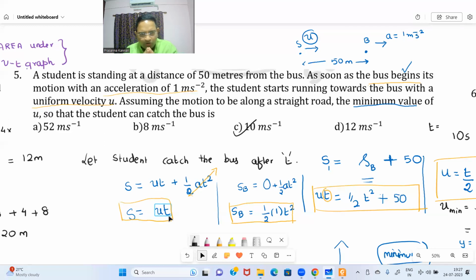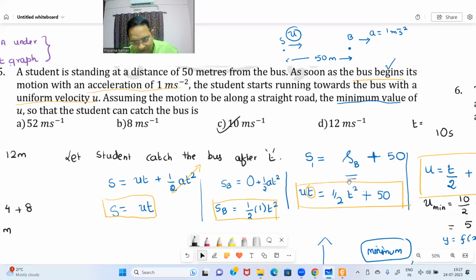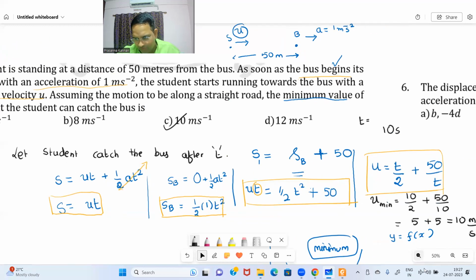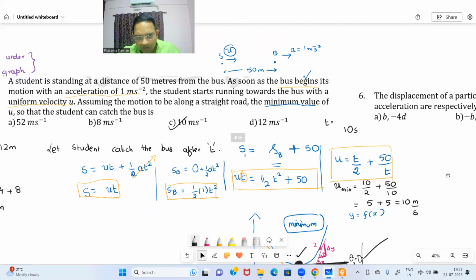And this guy not only should cover the distance of the bus, but he should also cover another extra 50 meters, which is the distance between them. So ut must be equal to half t square plus 50. Till here, very clear to everybody? Yes, sir. Now we write u in terms of t. So you wrote that like this.